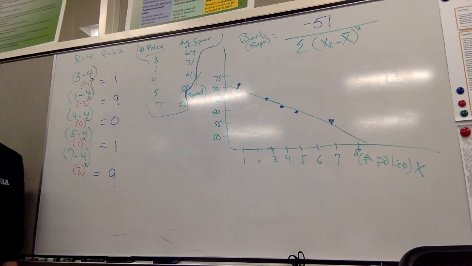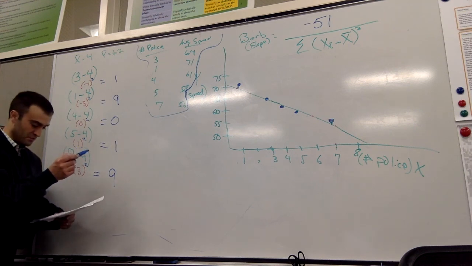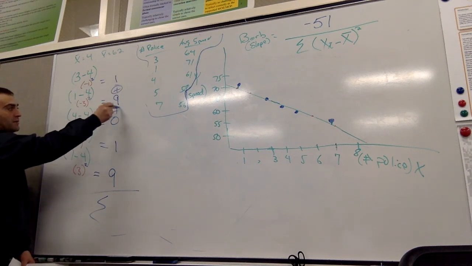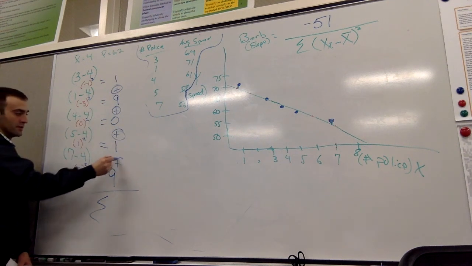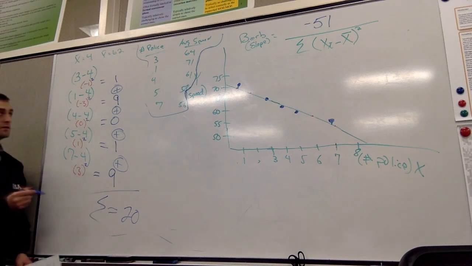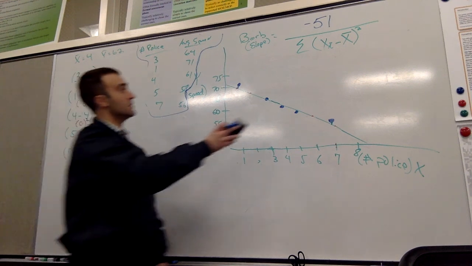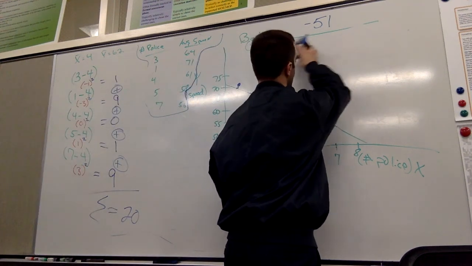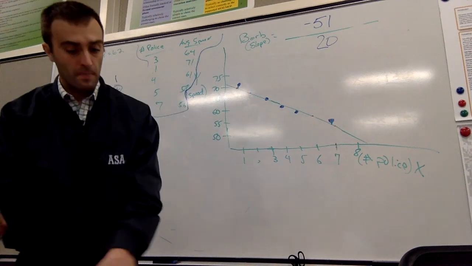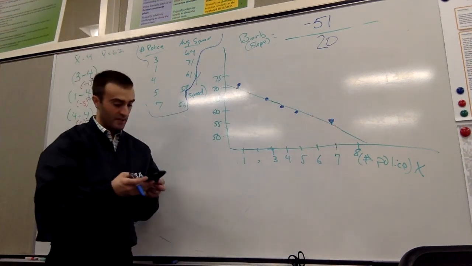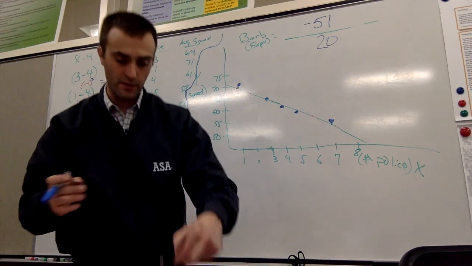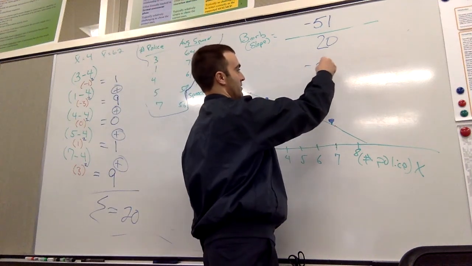And now we just have the sigma, or the summation, for step 6. Add them all up. So 1 plus 9 plus 0 plus 1 plus 9, you have 20. And that's your denominator in your slope equation. 20. And if you divide it out, a negative 51 divided by 20, negative 2.55.